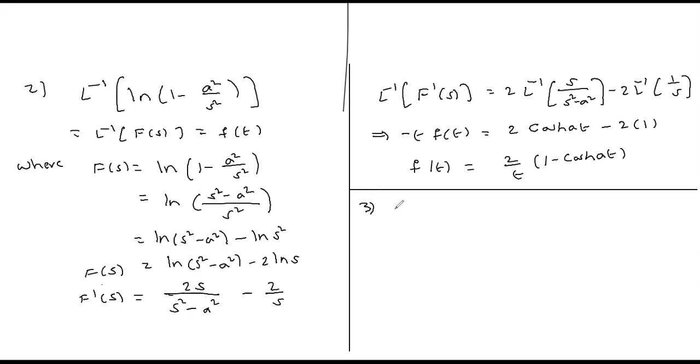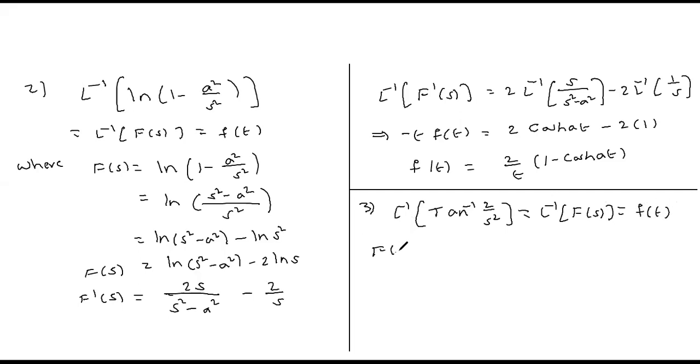So just see one more problem. Somebody is writing L inverse of tan inverse 2 by s square. Okay, so again, it looks like a very complicated problem, right? Because tan inverse 2 by s square is a transcendental function, but naturally you assume it as f of s. L inverse of f of s has to be f of t.